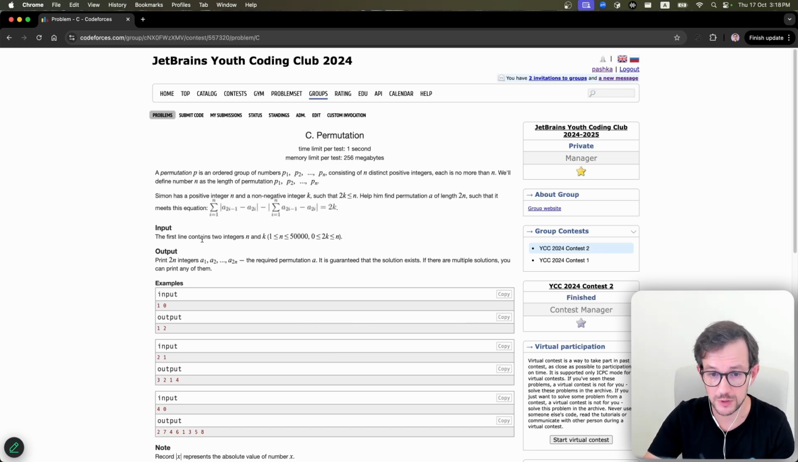What object do we need to build? We need to build the object with some strange formula equal to 2k. This big formula always looks very scary. Yeah. So how to approach scary problems like this?